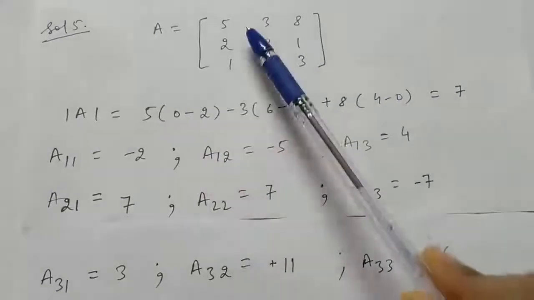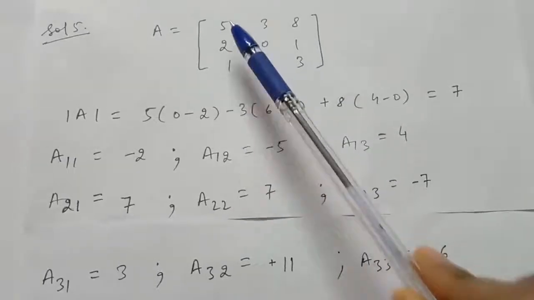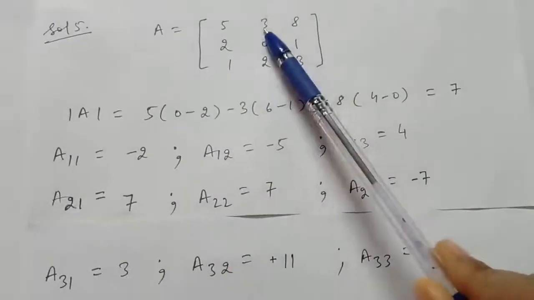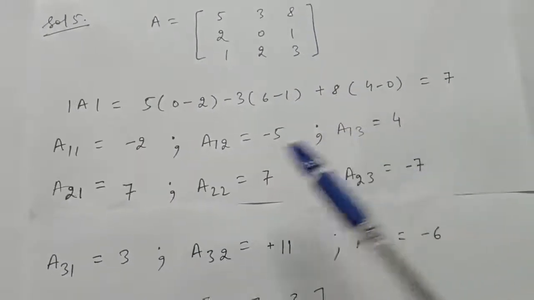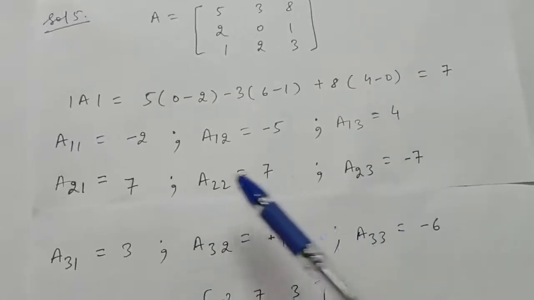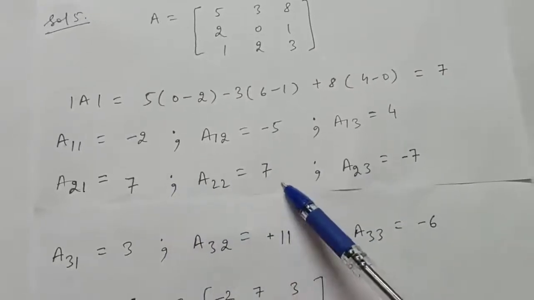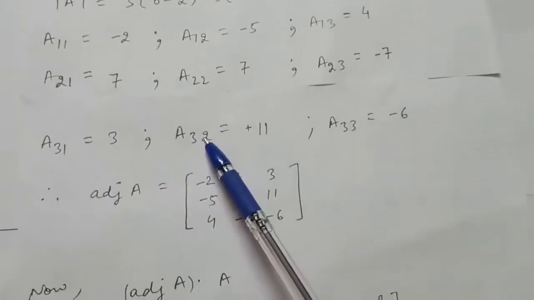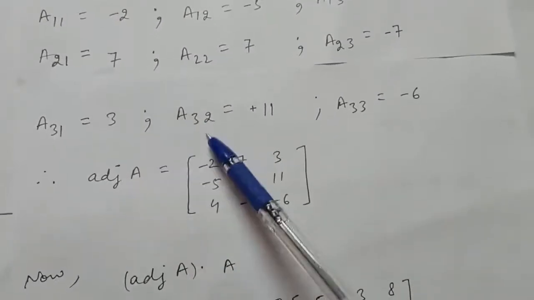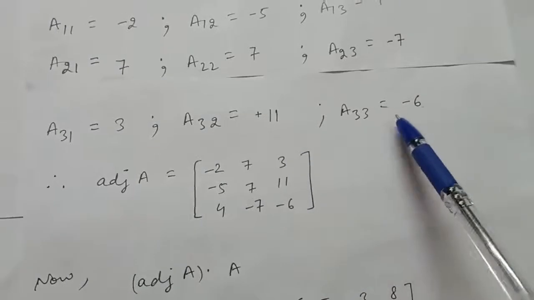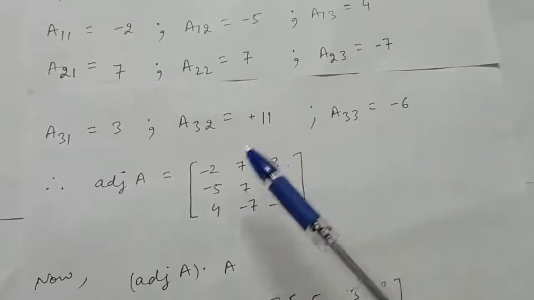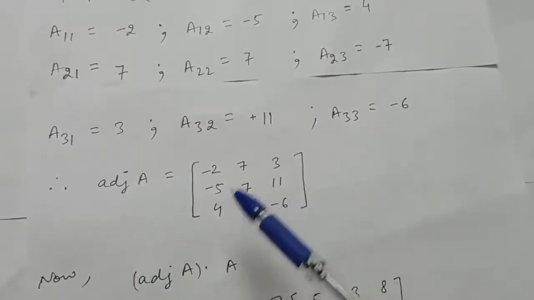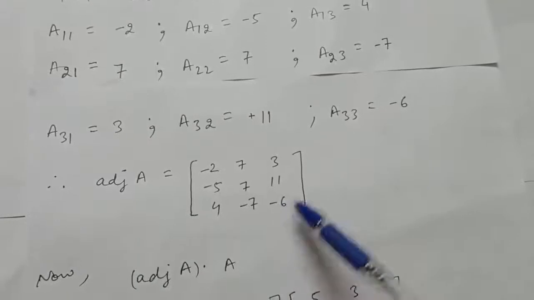Now find the cofactors of all the elements. So the cofactor of 5 is -2. Then the cofactor of 3 is -5. Then the cofactor of 8 is 4. Now these are the cofactors of the elements of the second row. A21 is 7, A22 is 7, A23 is -7. Then these are the cofactors of the elements of the third row. A31 is 3, A32 is 11, A33 is -6. So adjoint of A will be -2, 7, 3, -5, 7, 11, 4, -7, -6.